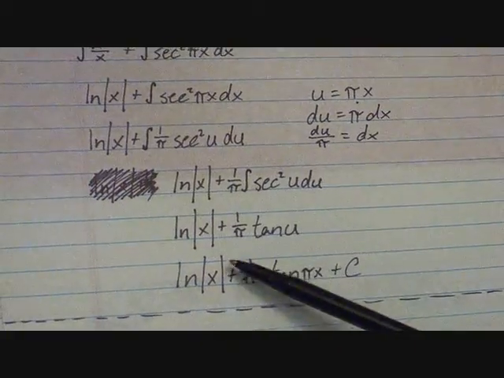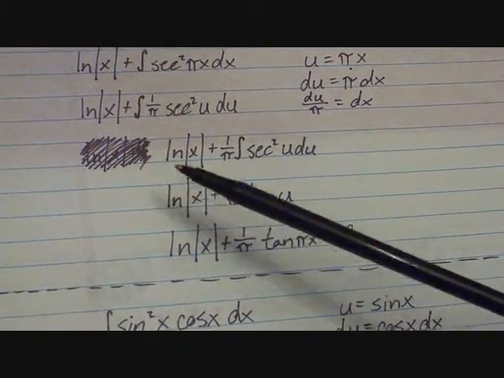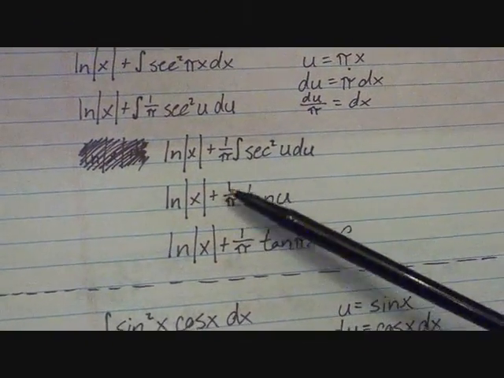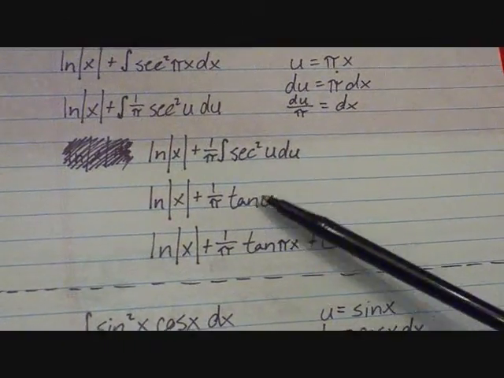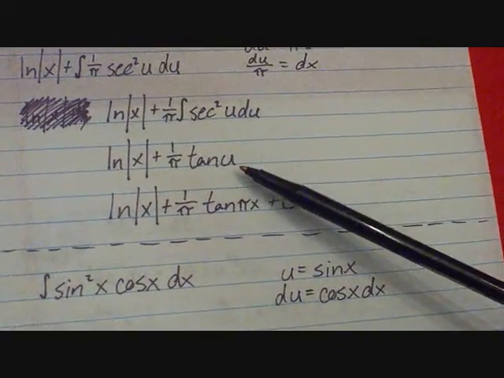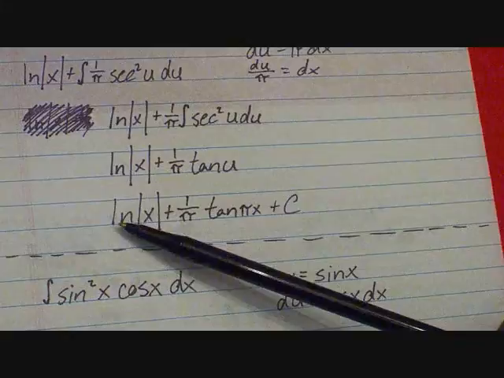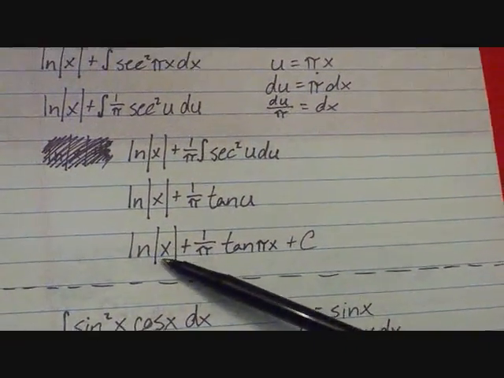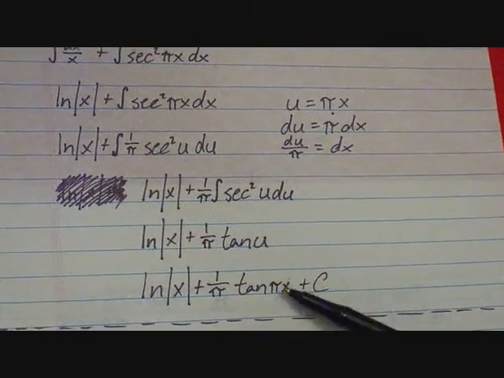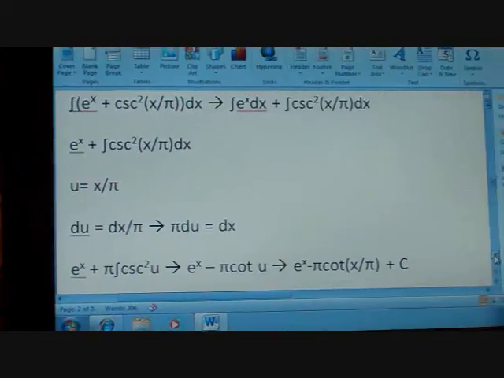We further go down, simplifying it more, which is ln the absolute value of x plus 1 over pi tangent u. Then we just simply plug our u back into our equation, which gives us ln absolute value of x plus 1 over pi tangent pi x plus c.